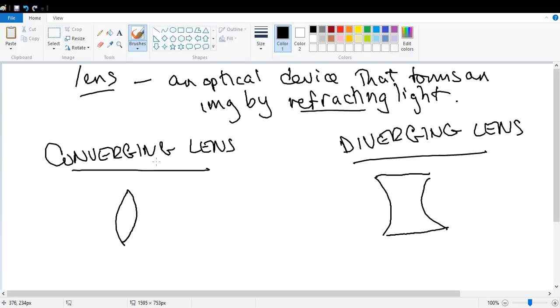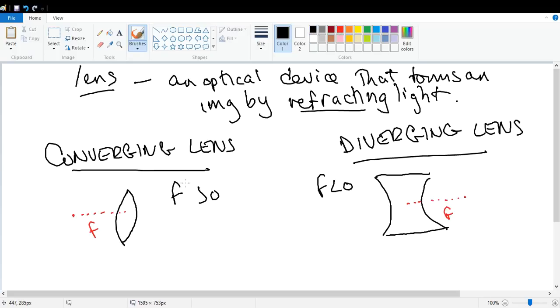Okay, so for a converging lens, the focal length we consider positive. The focal length would be something like right here. For a diverging lens, however, the focal length is negative. So you can imagine that the focal length is something right here.